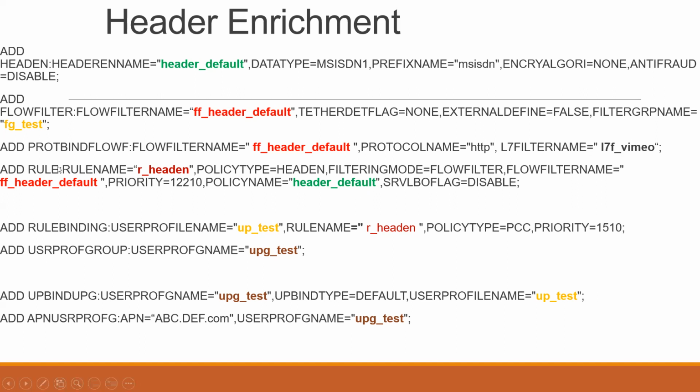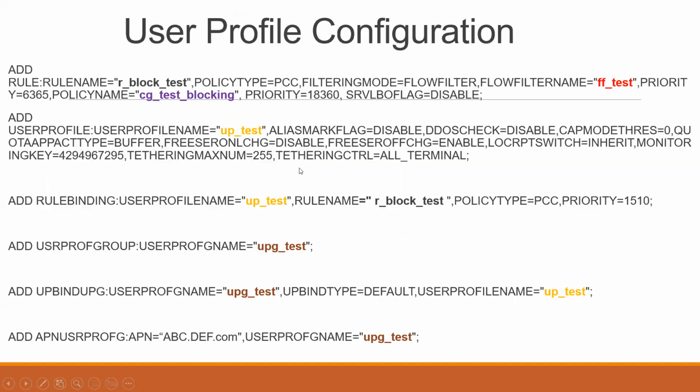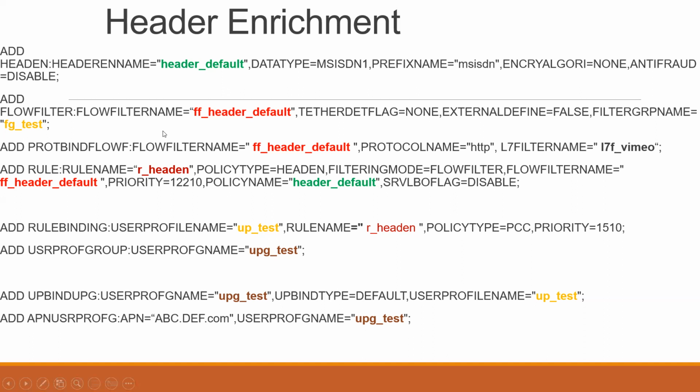Next part is to create a new rule, a rule for header enrichment. And here you can see the policy type of header enrichment. Like in the previous rule, the policy type was PCC, so we were basically binding this policy name to this rule. Here, the policy type is header enrichment. So its flow filter remains the same. But here the policy name is going to be header_default, which is mentioned here.